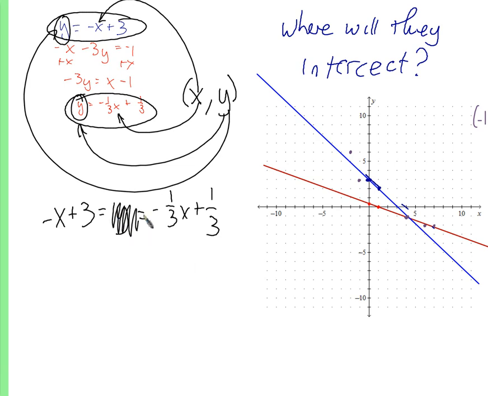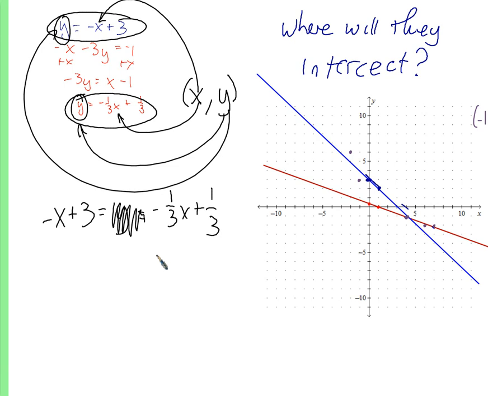So we'll just cut out the middleman here and solve for x. What do you think we'll get when we solve for x? Given we've already done this problem. We get four. We should get four.